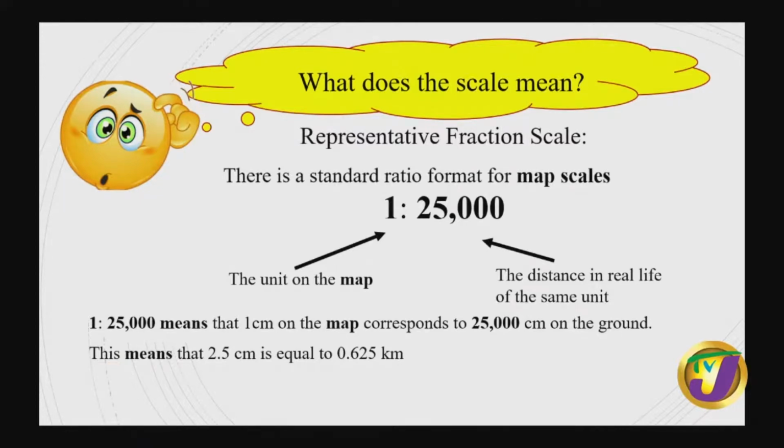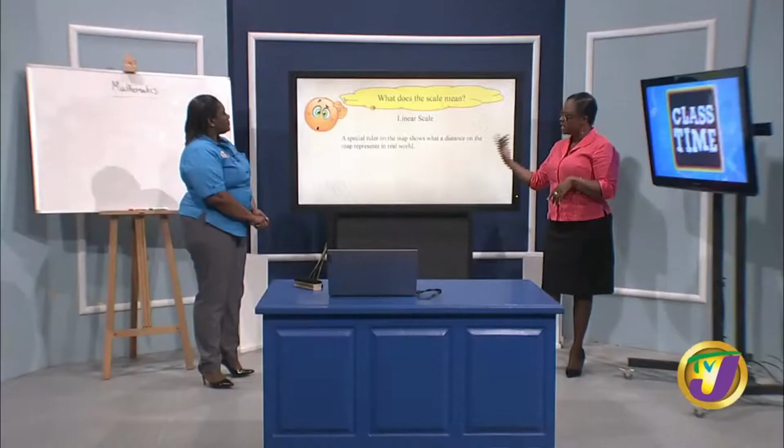And that means that if we were to do some calculations, of course, 2.5 centimeters on the map would be equal to 0.625 kilometers in the actual real world, on the Earth's surface. And we have this one.